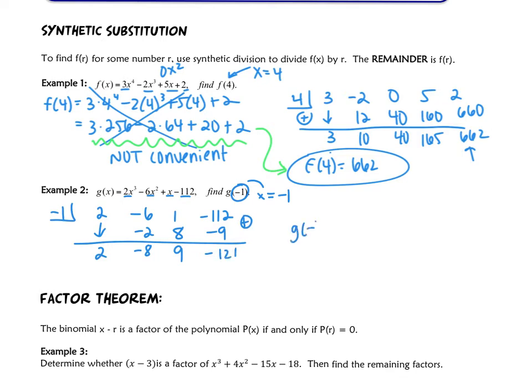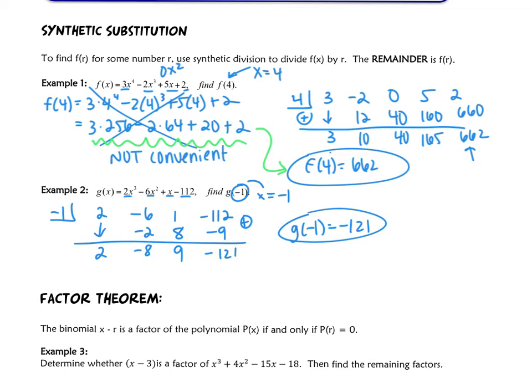So we can see g of negative 1 is negative 121. Again, if we had plugged in negative 1 into the equation, we would have gotten negative 121 again. That's true. But we can see here, our numbers were a lot more convenient than if we had tried to use the equation. On a checkpoint or on a learning check, I'm specifically going to say you need to use synthetic substitution. So make sure you are using the method that I am asking you to.